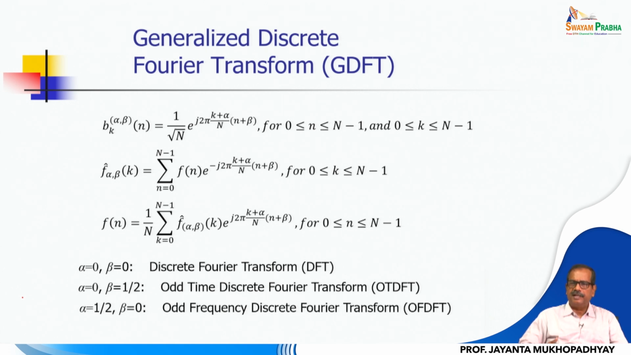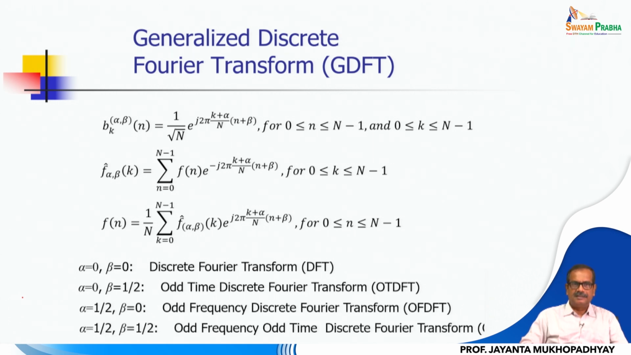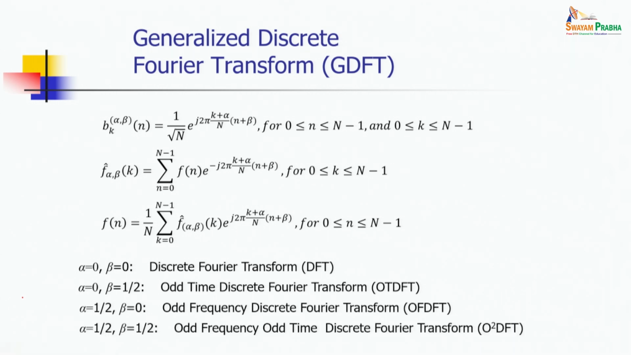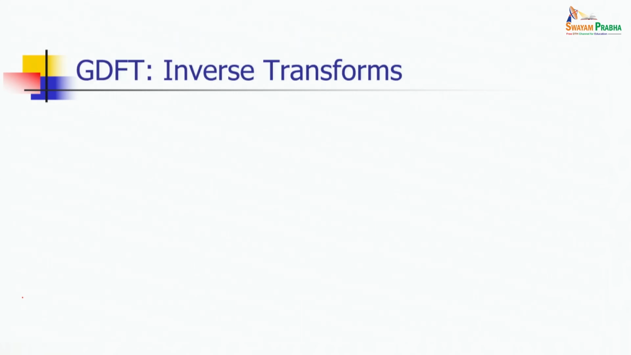Why it is called odd, let us not understand at this point, but there are reasons why they are called odd. And when alpha equals half and beta equals half, this is called the odd frequency, odd time discrete Fourier transform. Their respective acronyms are also shown here. Those are the conventions which are used in the literature.